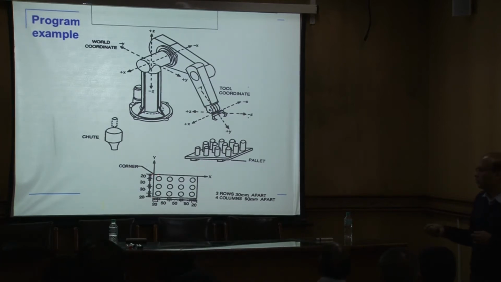Then we'll pick up one, then we'll index the corner point, bring it here, catch this, drop it there, then index it again, come here, pick it up, and bring it there. So basically I need to know only one point, that is the corner. The rest of it is known because the dimensions are known.